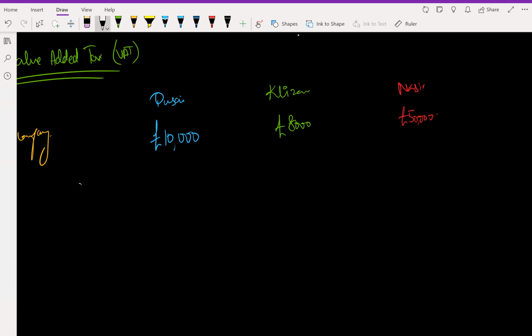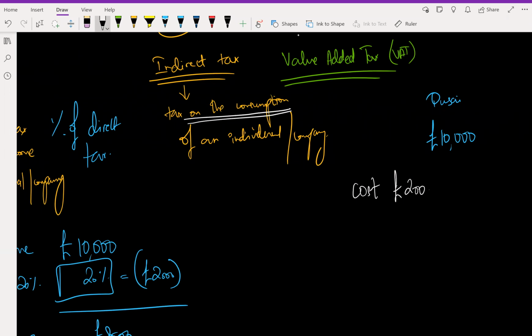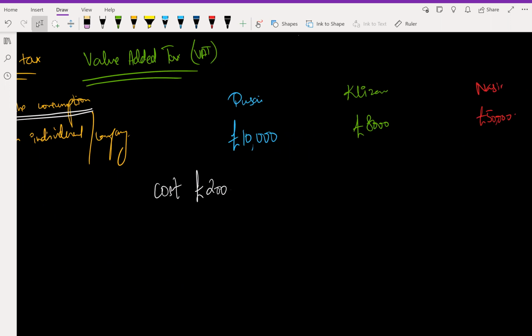The lunch cost is, let's say, 200 pounds. The government says whatever you consume, what did I tell you? Indirect tax is tax on consumption. This time it's not on your income. The government says whatever you consume, you'll have to pay 20% tax on that. So let's call this an indirect tax of 20%. 20% of 200 is 40, right?